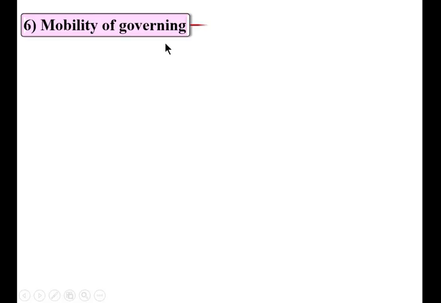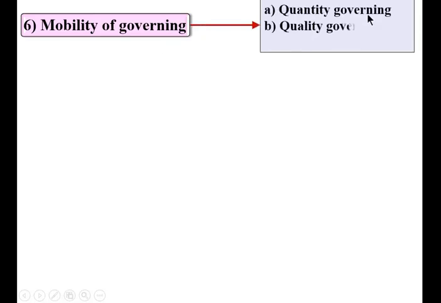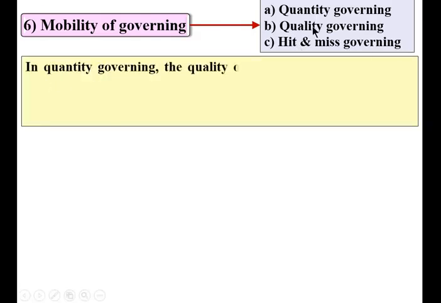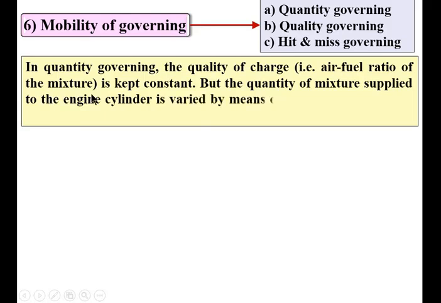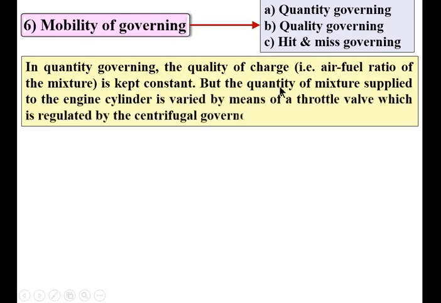Next, according to method of governing, there are three different categories: quantity governing, quality governing, and hit and miss governing. In quantity governing, the air-fuel ratio of the mixture is kept constant, but the quantity of mixture supplied to the engine cylinder is varied by means of throttle valve, which is regulated by the centrifugal governor. That type of governing system is generally used in petrol engine. So very important point, in quantity governing, the quantity of mixture is governed by means of centrifugal governor.